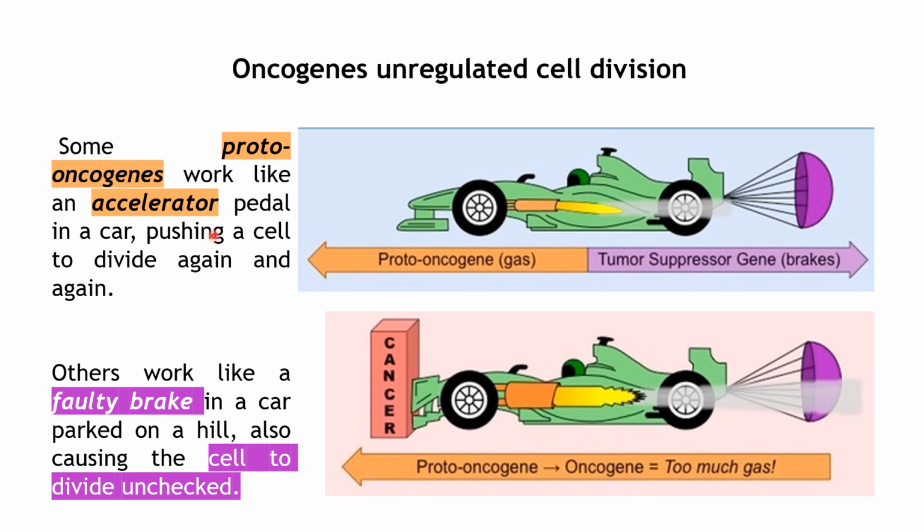Okay, so I'm going to summarize here. Remember, some proto-oncogenes work like an accelerator pedal in a car, pushing the cells to divide again and again. So we talked about that. And others work like a faulty brake in a car parked on a hill, also causing the cell to divide unchecked. So again, there are two types of important genes regulating cell division, and each has a different function, but if both are unregulated, cell division will not be regulated.